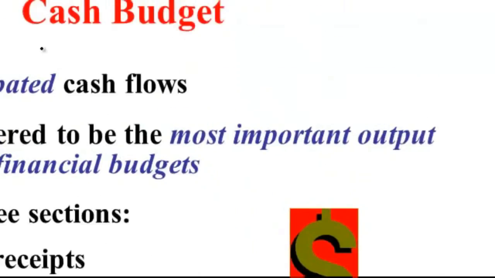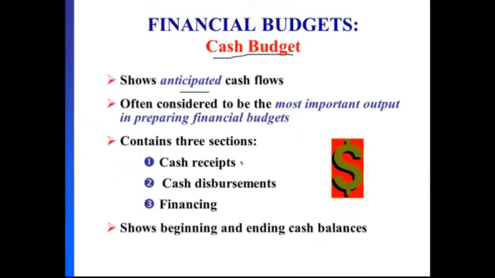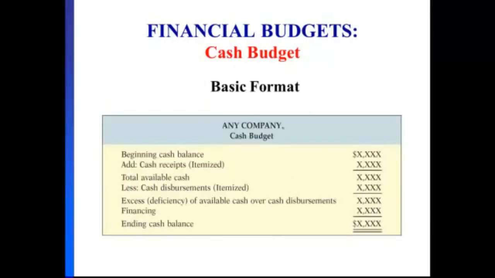Now, the very important budget is the cash budget. And here we look at the expected or anticipated cash flows. All right. We look at the cash coming in, which we say cash receipts, and the cash going out, which we refer to as cash disbursements. And we show beginning and ending cash balances. So the basic format for a cash budget is beginning cash balance, add to it the cash receipts, and we're going to itemize them, and deduct from them the cash disbursements, which we will also itemize.